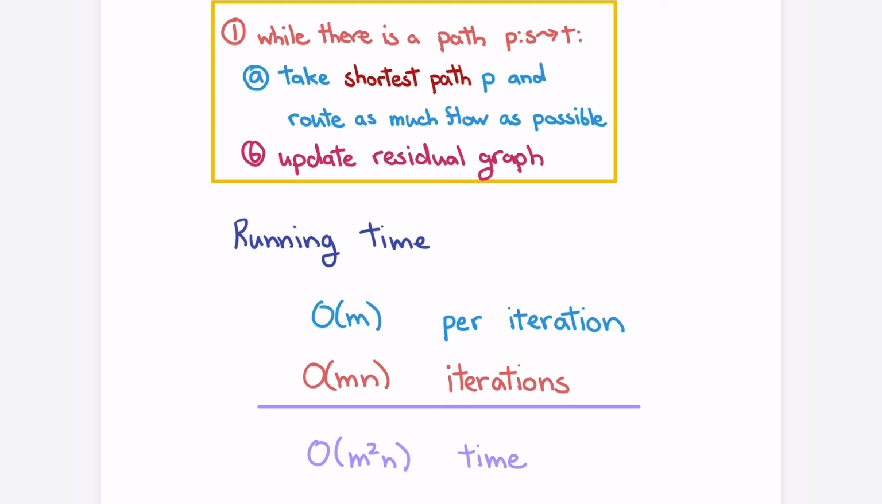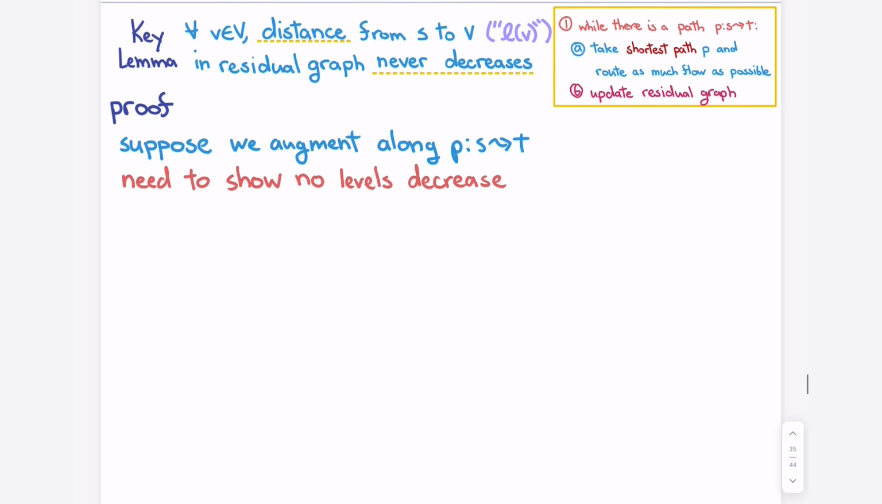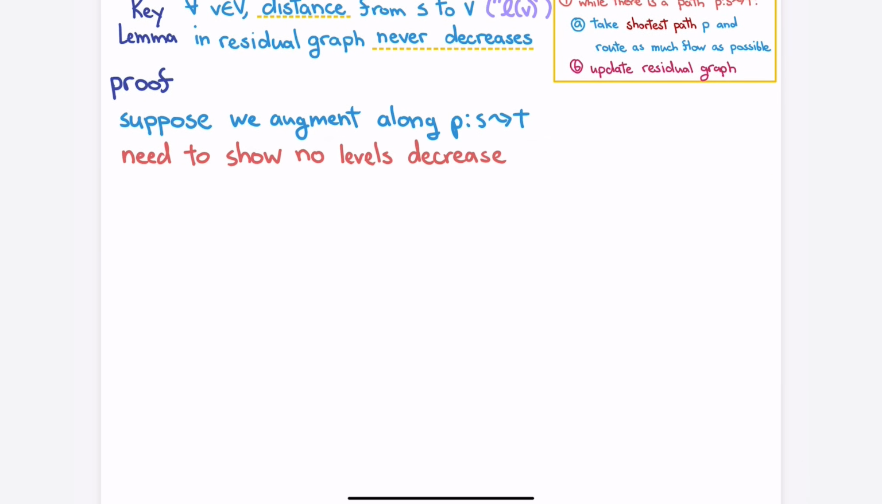So, okay, let's try to prove this lemma. Okay, so that lemma says that the distance from s to v in the residual graph will never decrease. If we do that, then we're done. Okay, so somewhere in here, we're going to have to use the fact that we're always augmenting along the shortest path. We haven't actually used that yet. Okay, so any ideas about how to do this? High-level ideas of an approach?